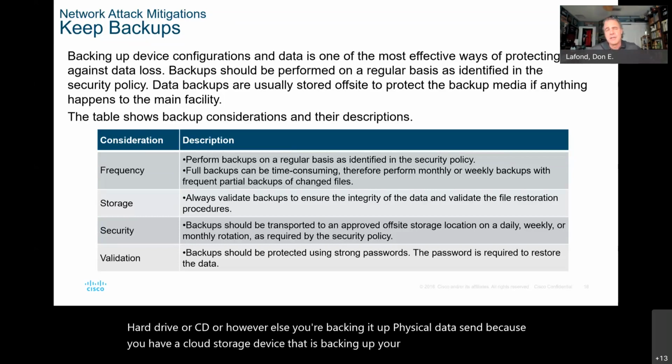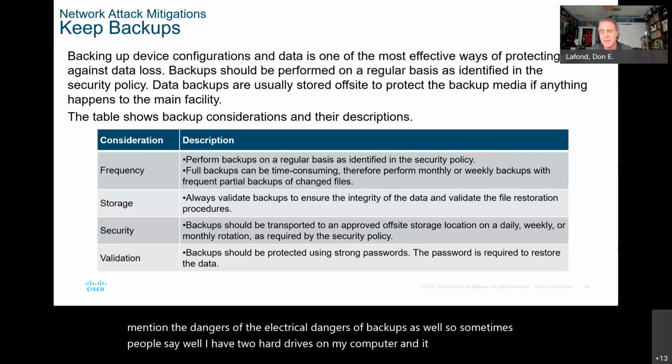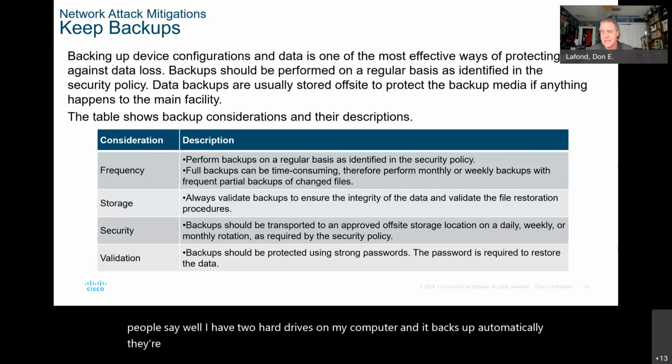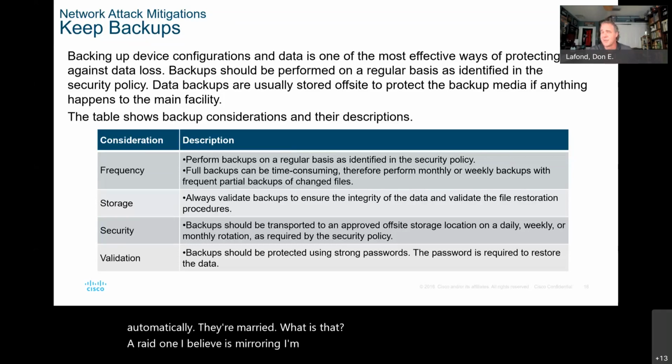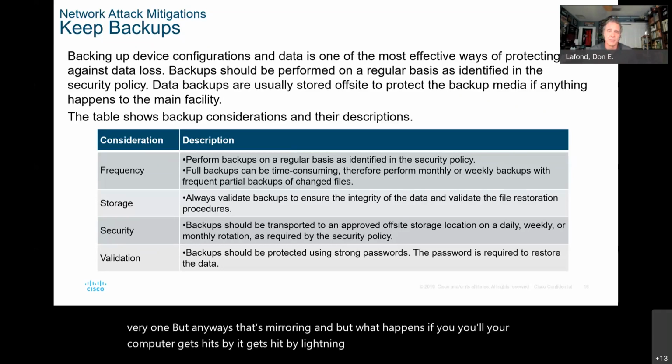Now, I also want to mention the electrical dangers of backups as well. So sometimes people say, well, I have two hard drives on my computer and it backs up automatically. They're mirrored. What is that? A RAID 1, I believe, is mirroring. I'm not positive. Don't hold me to that. But I think it's RAID 1. But anyways, that's mirroring. But what happens if your computer gets hit by lightning and both hard drives get fried?